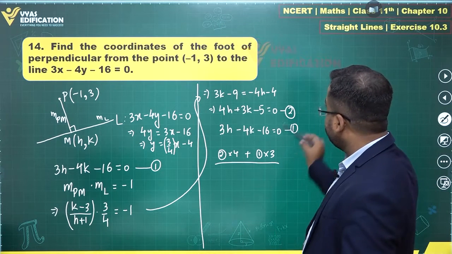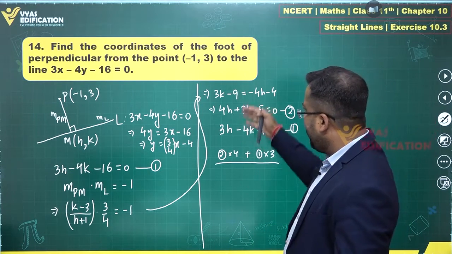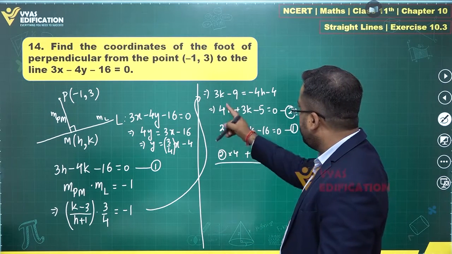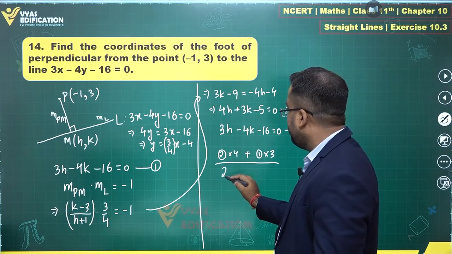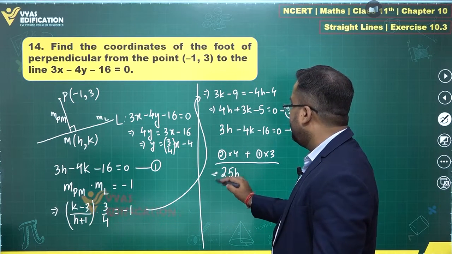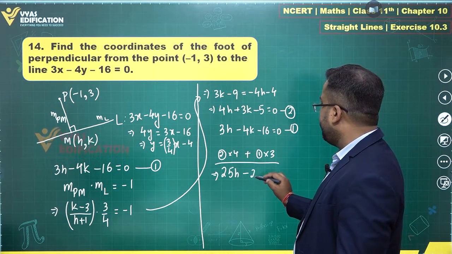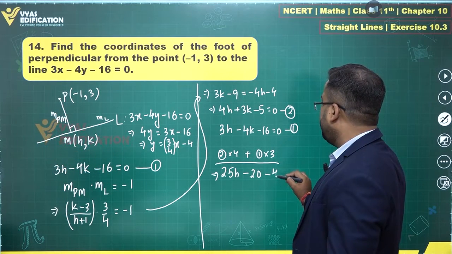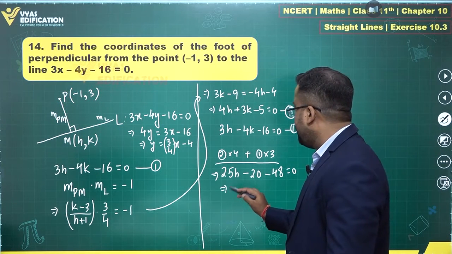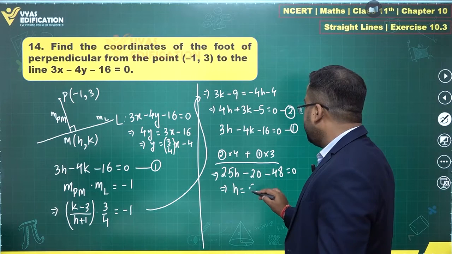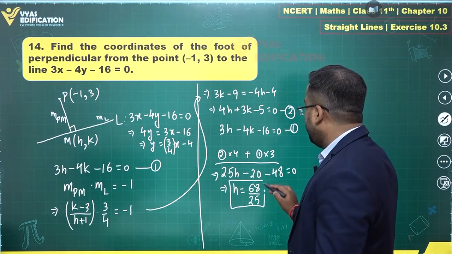Equation 2 multiplied by 4, this becomes 12k, and equation 1 times 3 becomes minus 12k over here. Adding them will eliminate k. And what will this become? 16 plus 9 is 25h, and as k is gone, you get minus 20 and minus 48 is equal to 0. This is what I am getting, right? This tells me h will be equal to 68 upon 25. H comes out to be 68 upon 25.